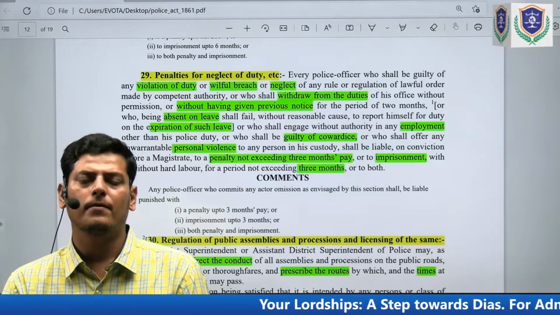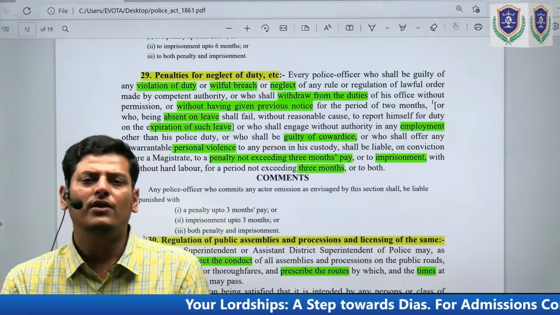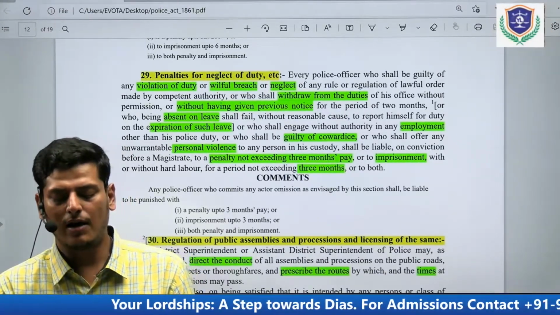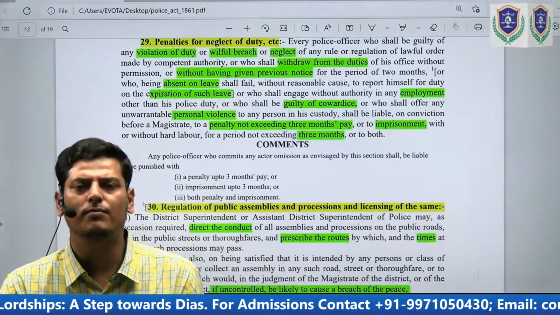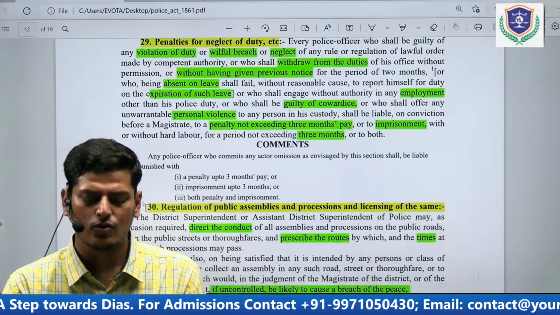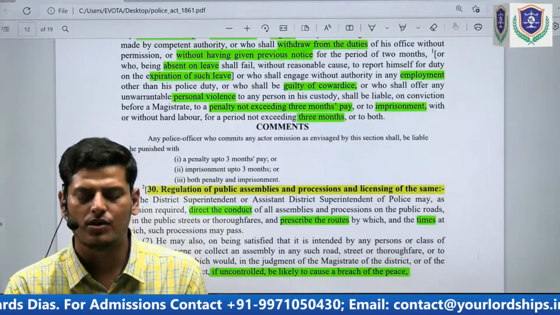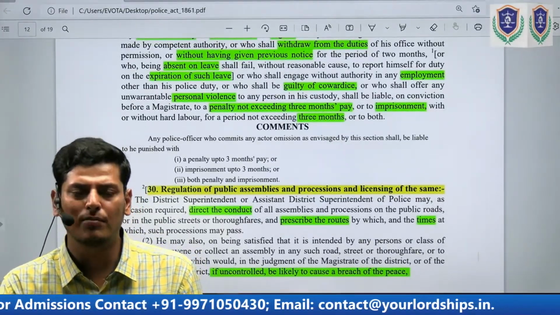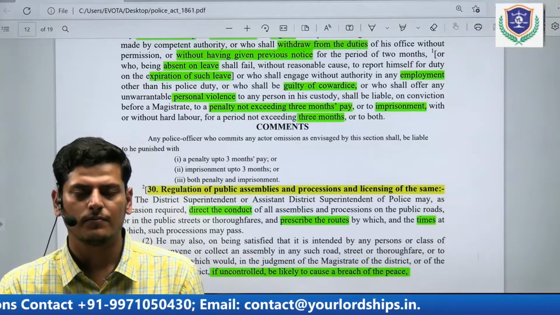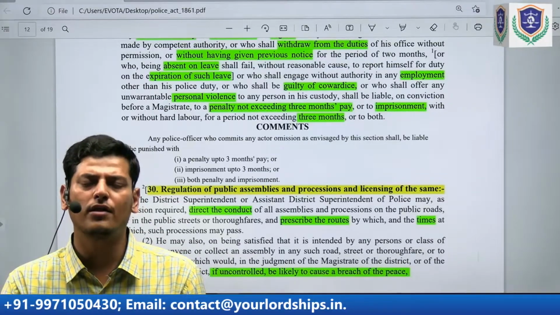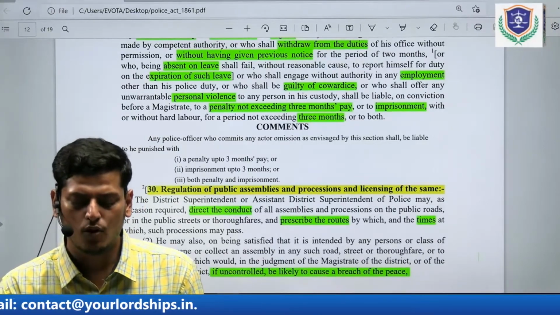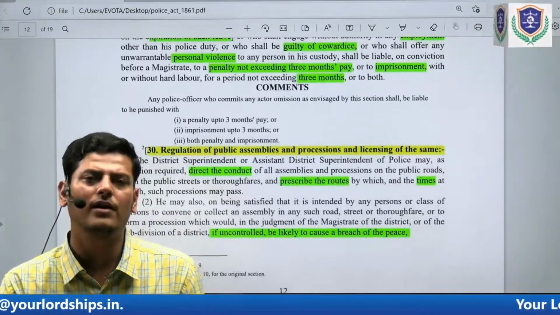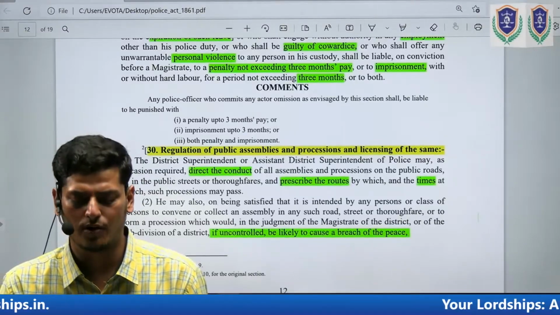Then, upon conviction before a magistrate, he shall be liable for a penalty not exceeding 3 months pay. A penalty of 3 months' pay can be imposed. Imprisonment also may extend up to 3 months. So not exceeding 3 months pay or not exceeding 3 months imprisonment. Both the things, both penalty and imprisonment, may also be imposed upon him. Okay.